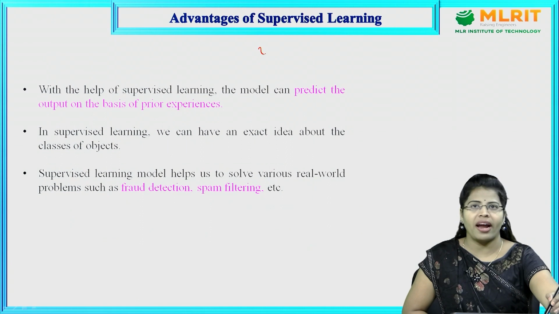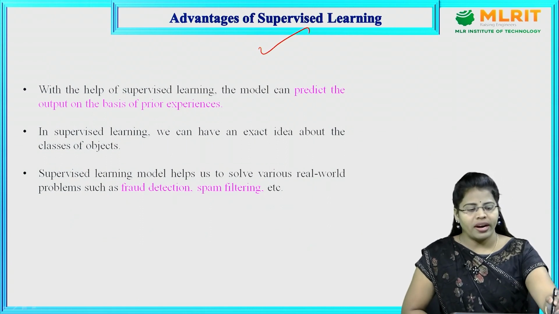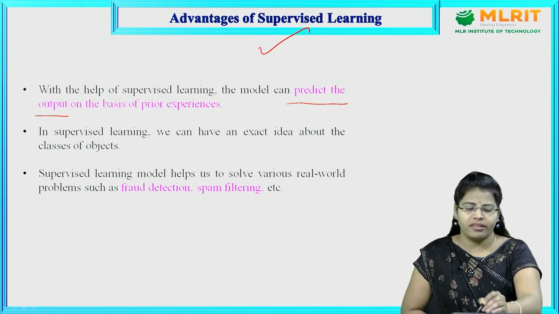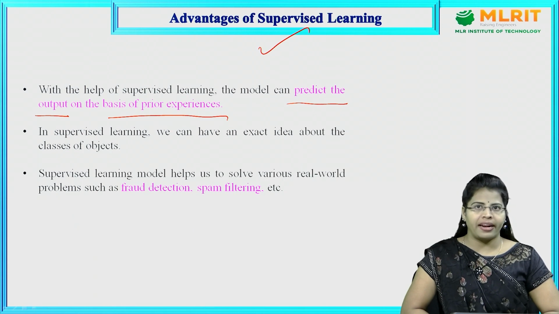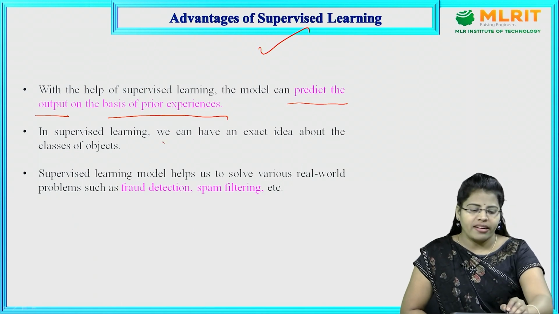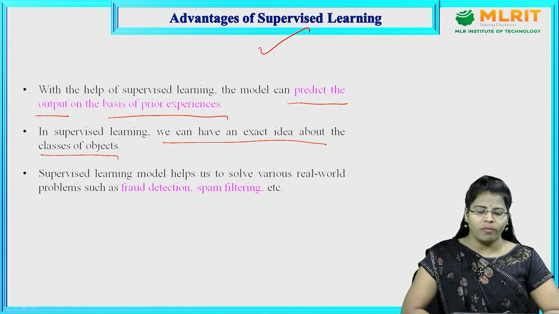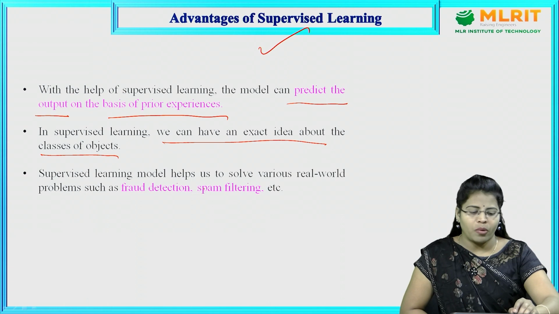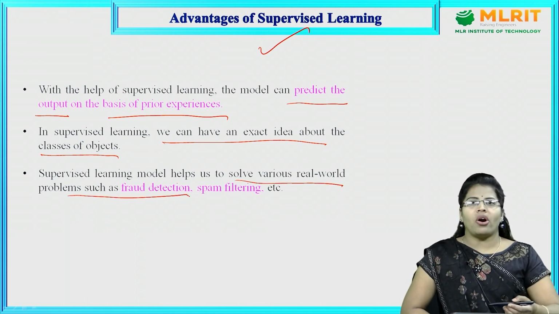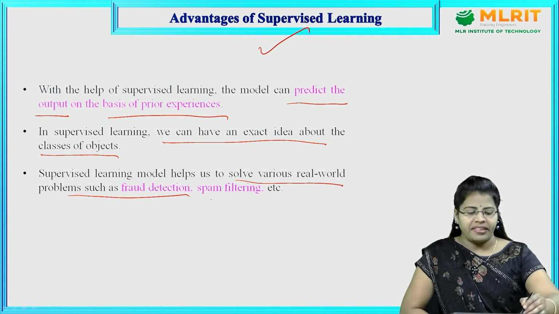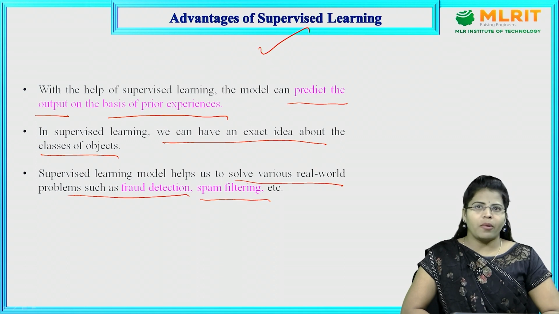Next, what are the advantages of supervised learning? With the help of supervised learning, the model is going to predict the output based on previous data. That is one of the advantages. Here in supervised learning, we have an idea about the classes of objects, already known to the human. Supervised learning models help us solve various real-world problems such as fraud detection to identify frauds, and spam filtering to identify whether a mail is spam or not spam.